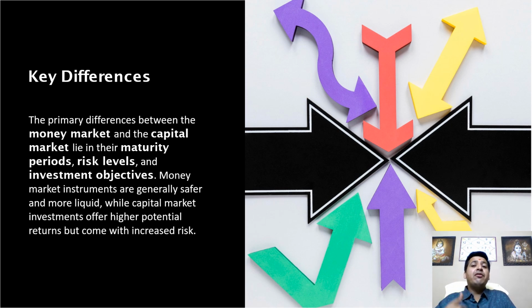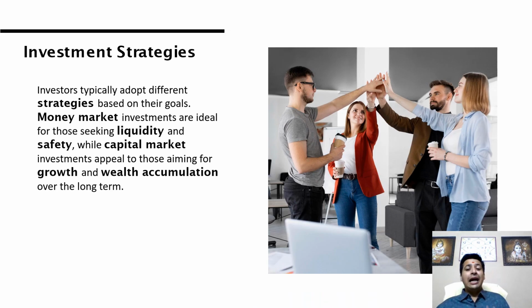So whenever we are thinking about whether we are investing at the right time or correct period, we have to always look at the key differences. These are the four things we have to think about, considering the period also. Then the last thing is your investment strategy. Depending upon your mentality and adaptability, investors typically adopt different strategies based on their goals. So you must be thinking about your goals.